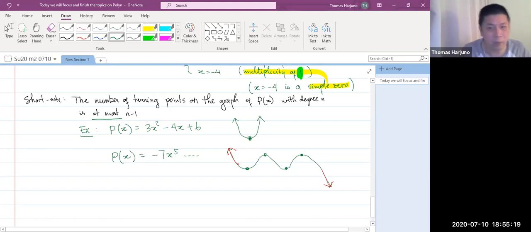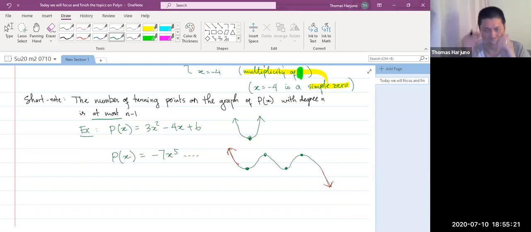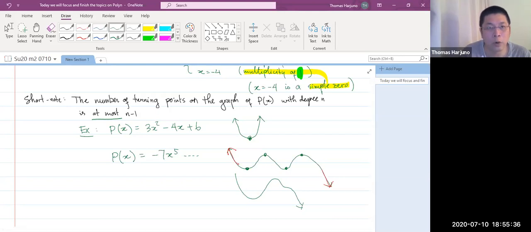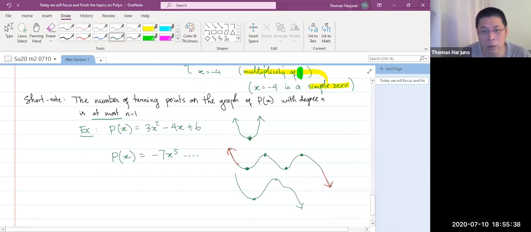Because the graph may look like the following. I don't know what the graph actually looks like, okay? But the graph may look like this, in which the number of turning points is only 1 and 2. And some of the zeros happen to be complex numbers.